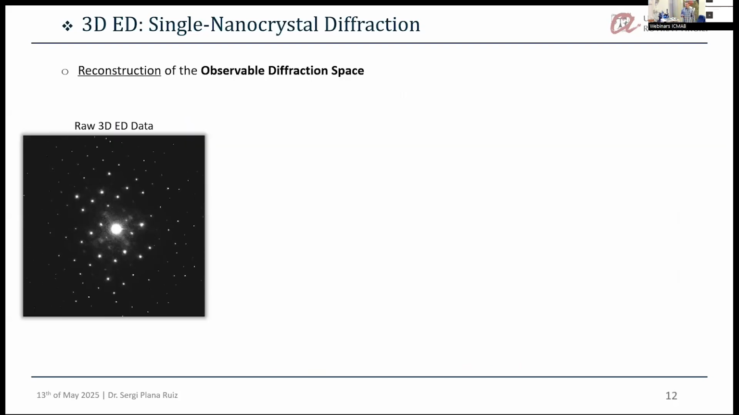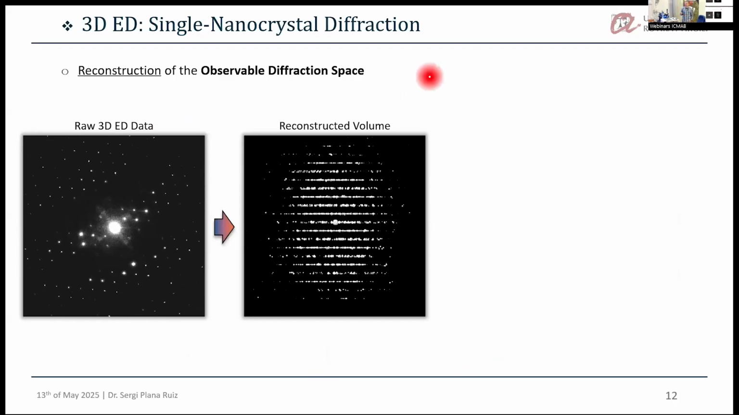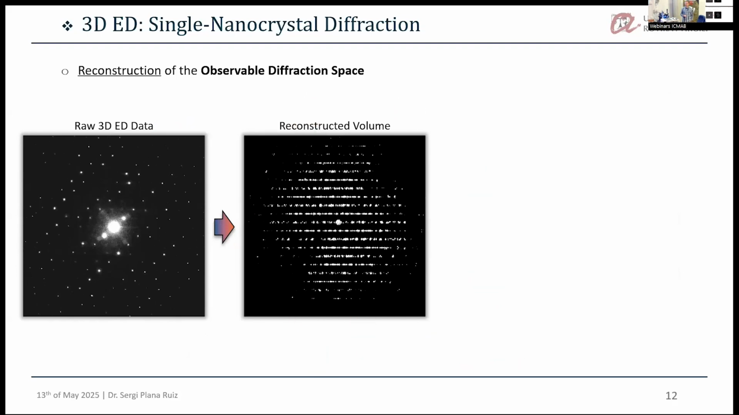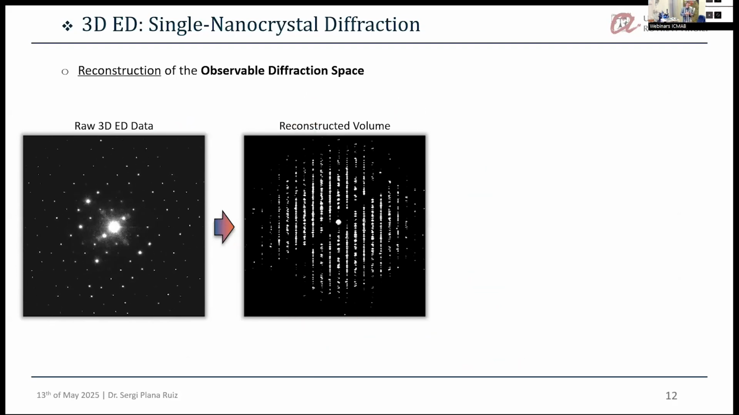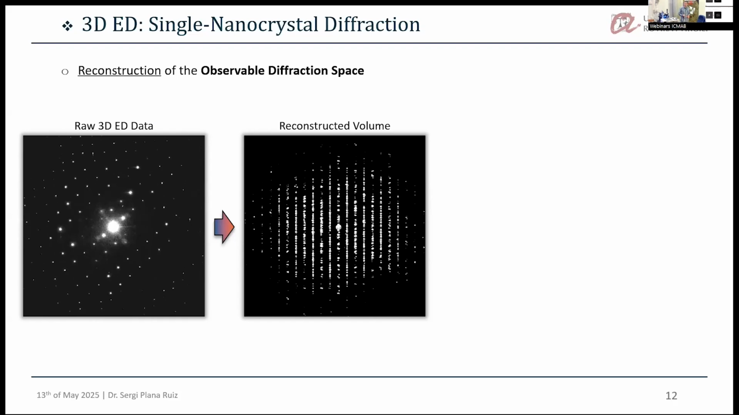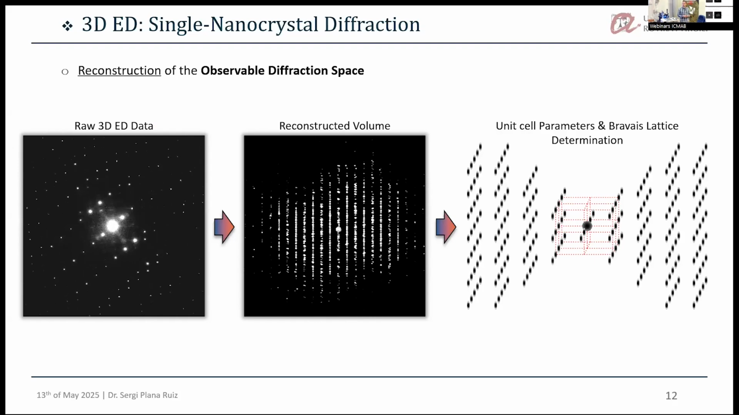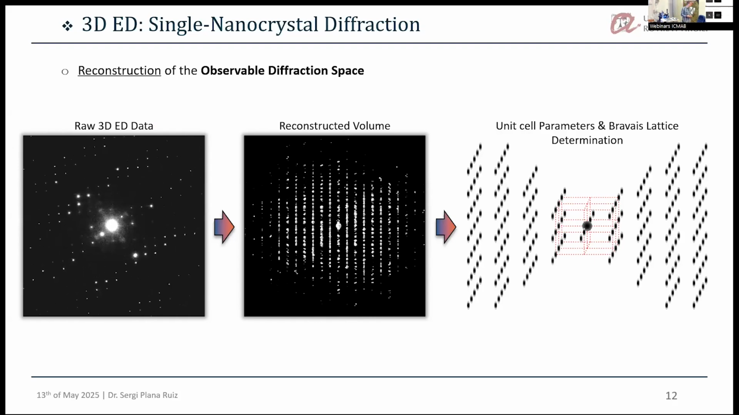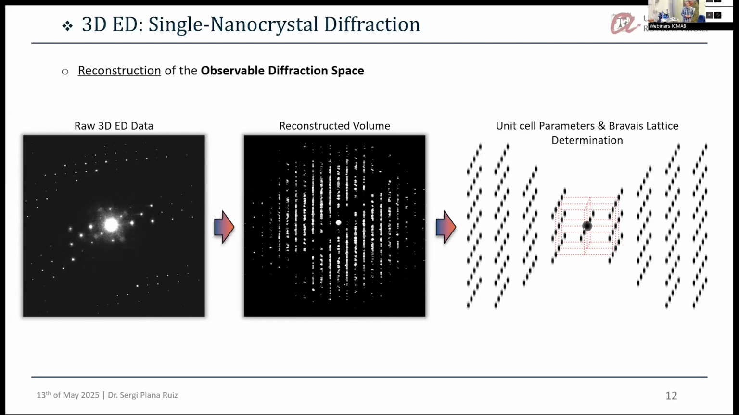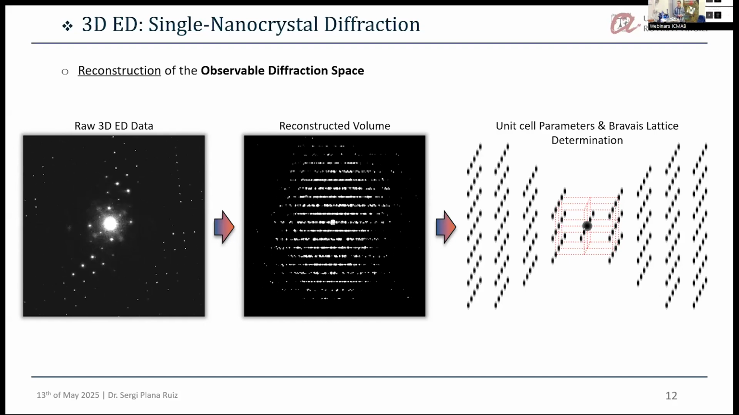Okay, so we have this raw 3D data here. What do we do with it? We reconstruct the diffraction space. We get this reconstruction here, in which we can see all the reflections and the distribution of intensity for each reflection. From this space, we can then index it. So we can obtain unit cell parameters that allow us to fit this lattice to all the reflections present in the data set, and also determine the Bravais lattice that is linked to these unit cell parameters.